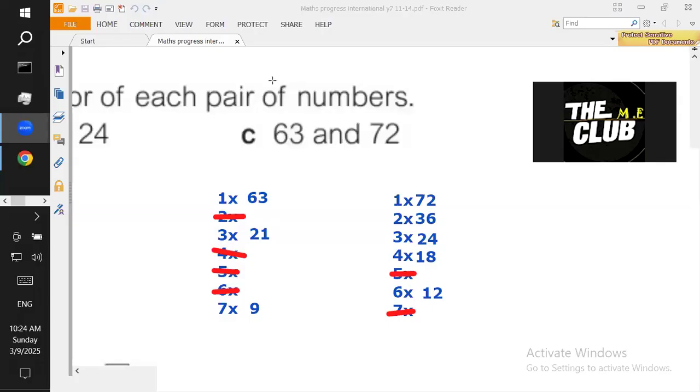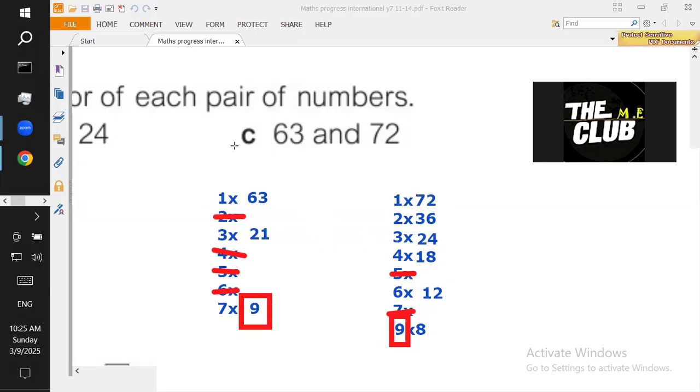So here, let me continue this. Here I can add 8 and 9. I can use the 9 because I noticed that there's nothing in common except the 3. And I'm checking. So I think 72, yes, can be divided by 9, which gives me 8. This means the highest common factor between the 72 and the 63 is 9. And this is the way or the method of using the factors.